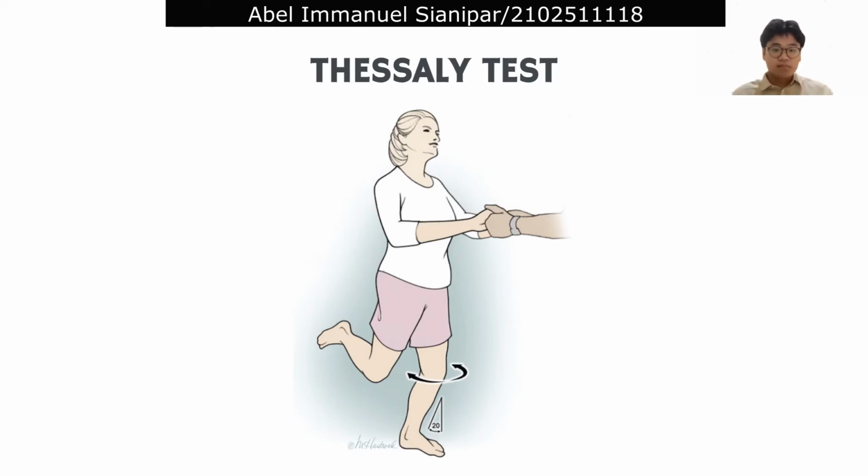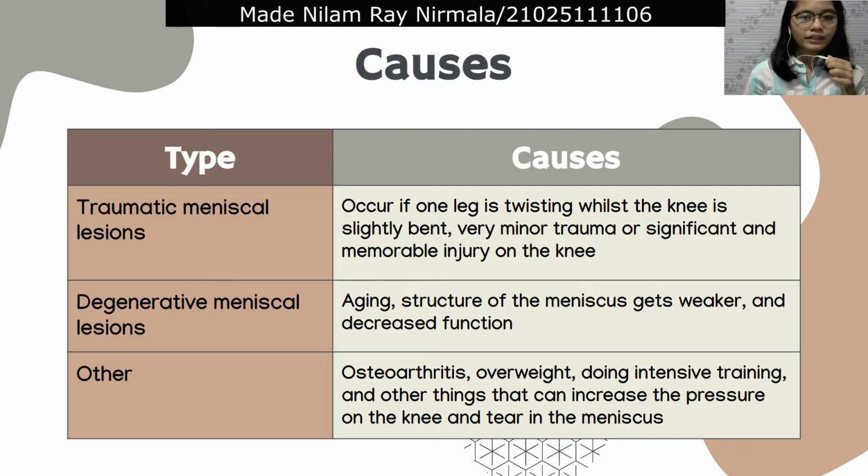Okay. Hello, my name is Madani Lamra, with last 3 digits 106, and I would like to explain about causes of meniscal lesions. Meniscal lesions are differentiated into traumatic meniscal lesions and degenerative meniscal lesions based on factors and causes. Traumatic meniscal lesions occur if one leg is twisting whilst the knee is slightly bent. It puts pressure on the knee and causes a tear in the meniscus.